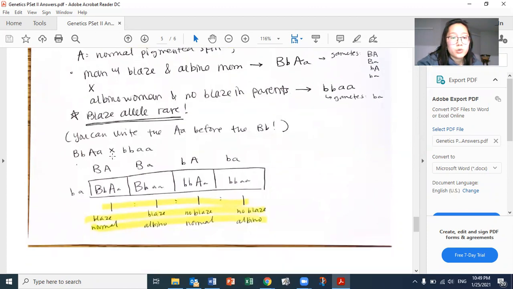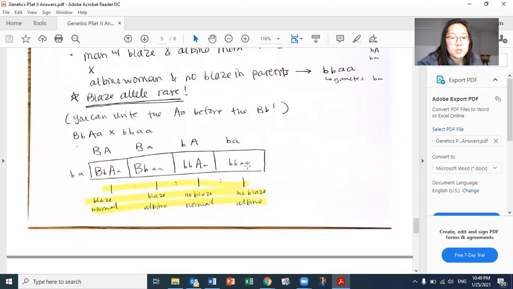So when you're doing this cross, again, it's a 1 to 1 to 1 to 1 ratio for their possible children, right? There's a 25% chance that they will have blaze but have normal pigmentation overall. There's a 25% chance that they have blaze and they're albino. So you wouldn't really see the blaze, but you would know their genotype for it. There's a 25% chance that they don't have blaze and they have normal pigmentation. And there's also a 25% chance that they have no blaze, but they present as albino.